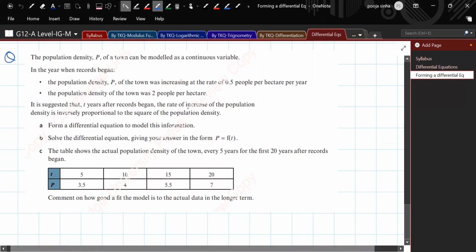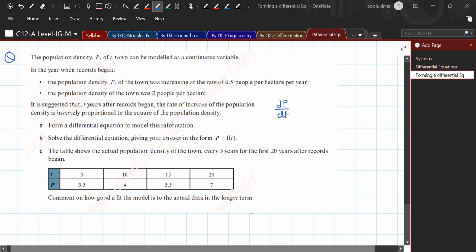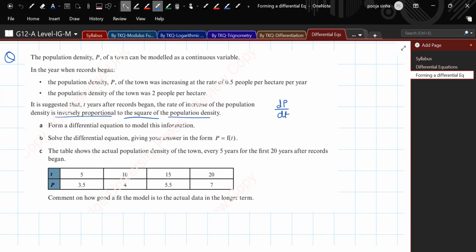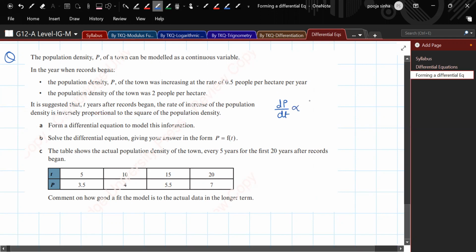Again, rate of increase of population density. तो population को जरा हम P मान लेते हैं. तो rate of increase क्या होगा? dP by dt होगा, right? And उसको उसने क्या बोला आगे, that it is proportional to the square of population density. So is inversely proportional to, inversely के लिए 1 upon करना पड़ेगा this. Am I right in writing this?